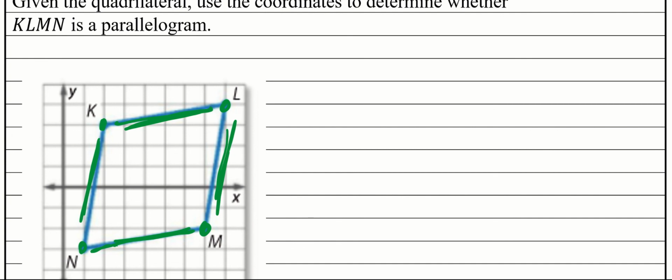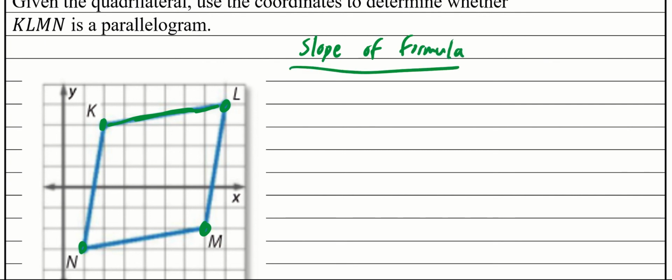Okay, so for instance, if I'm looking at KL here, let's start with KL. One way that we can find the slope of this line is just using the slope formula. I want to use this just for the first pair because I want to show you that this is a possible way to do this problem. And this is something that you'll need. The slope formula, as a reminder, is another way of rewriting rise over run. It is y2 minus y1 over x2 minus x1.